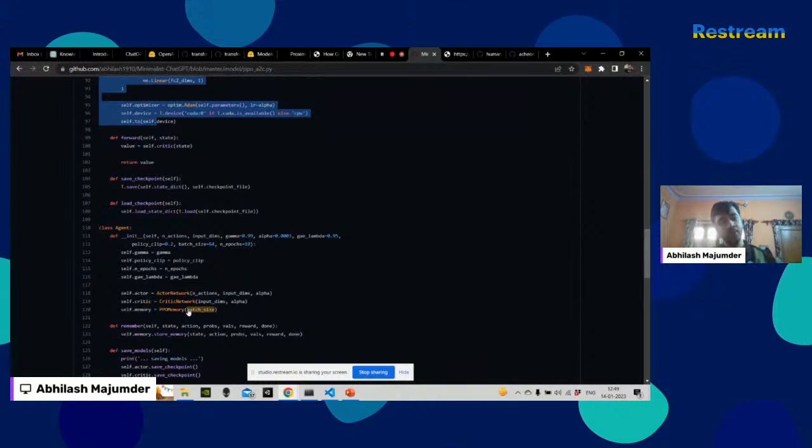So let's say you have PPO and you have two different critics, and one actor. That means two competing coaches and one player, right? And the player will select whichever coach gives the best policies to score the goal. So these kinds of architectures are also possible.